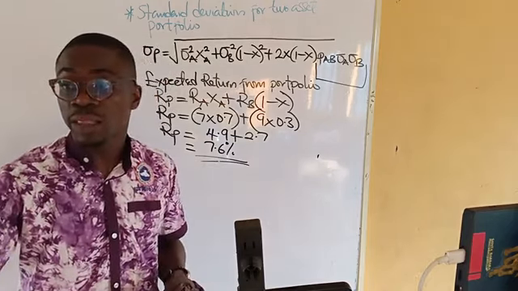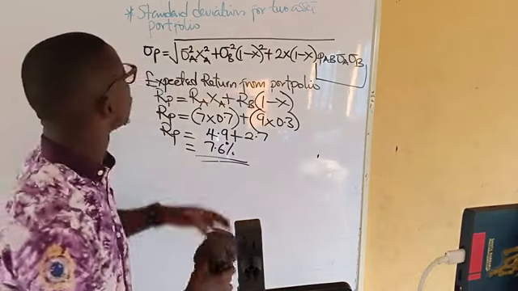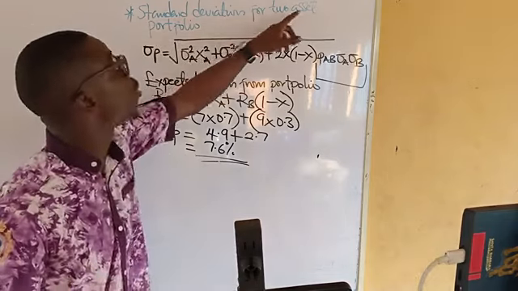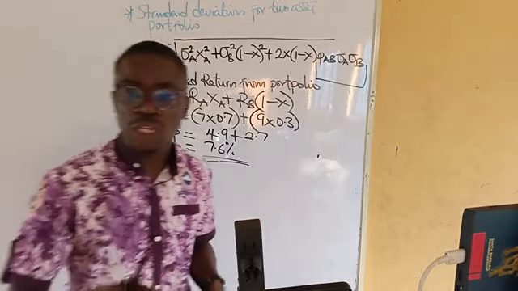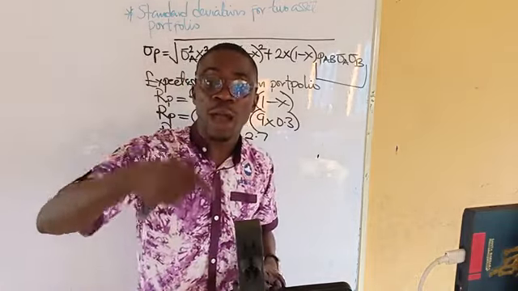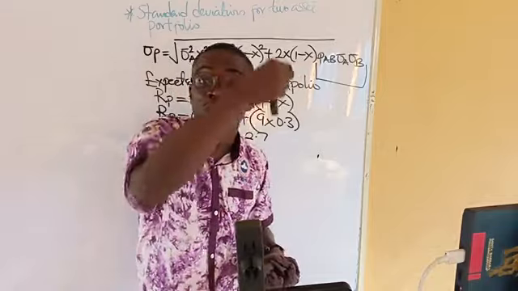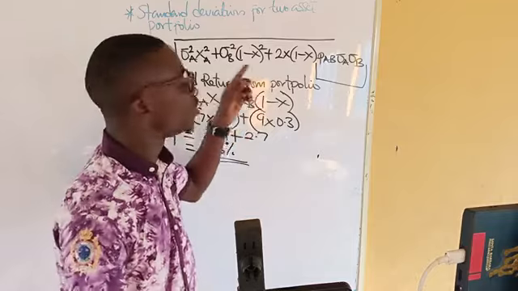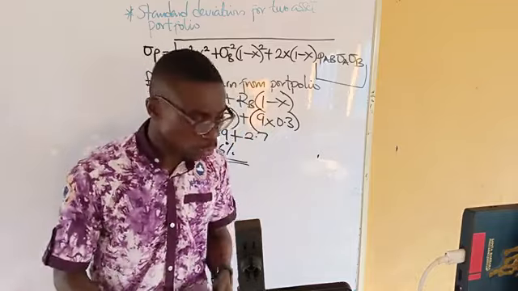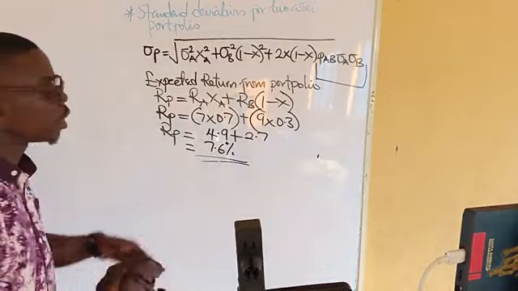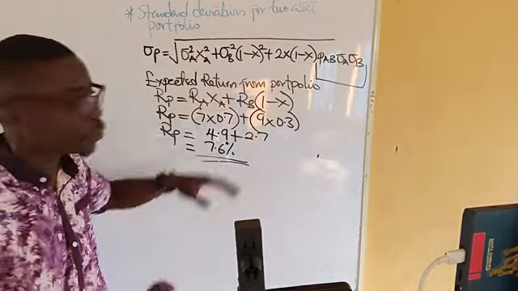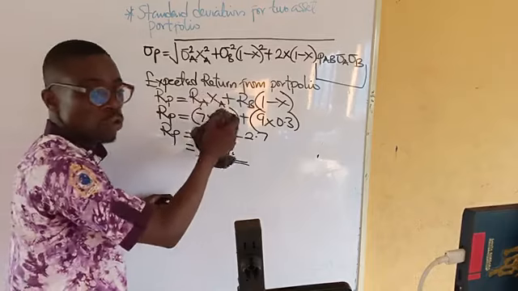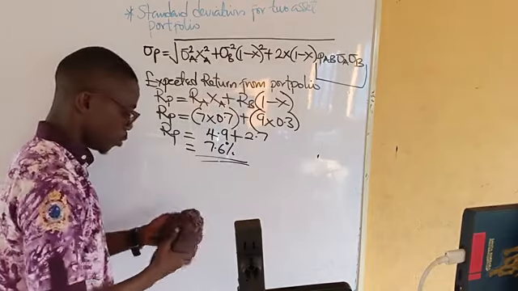Now, what do we want to calculate? Let's calculate the standard deviation for the two asset portfolio. When we say standard deviation, we are measuring the risk, because standard deviation is used to measure risk. So we want to know the risk of the portfolio. Now, let's continue. Let me wipe this off.